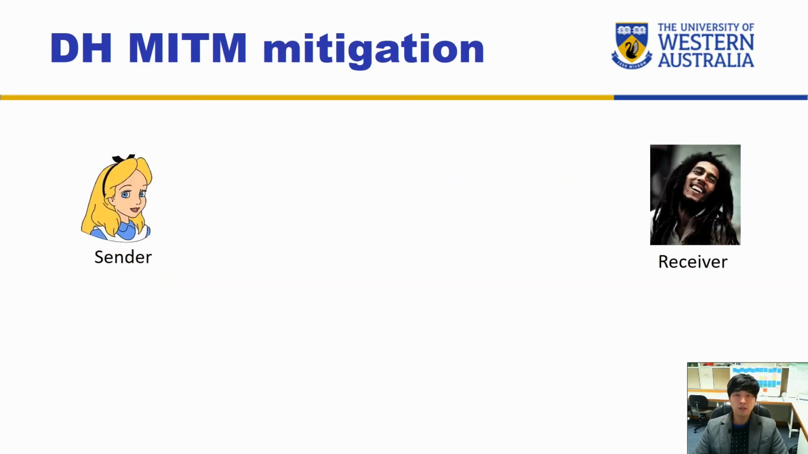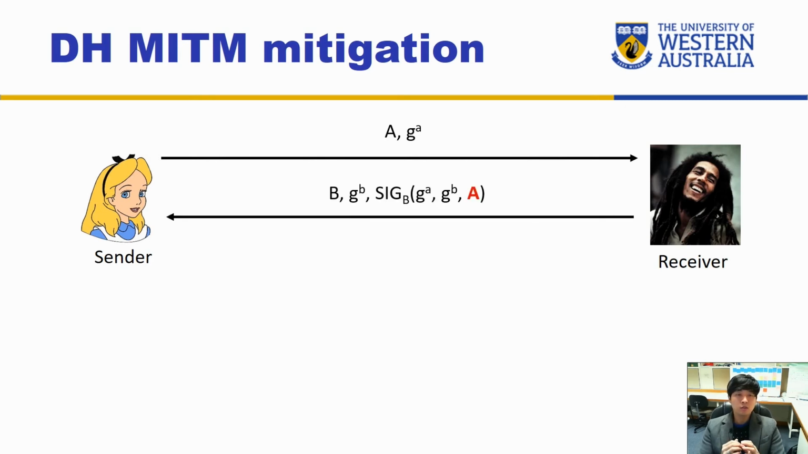So here is one way of seeing mitigation. Okay, Alice sends g to the power of a, but at the same time, Alice sends her identity A, and so you can think that A is like Alice's publicly known identity value. Okay. So what Bob can do now is send Bob's own identity, capital B, send g to the power of b, and also the signature of g to the a, g to the b, and A. Okay.